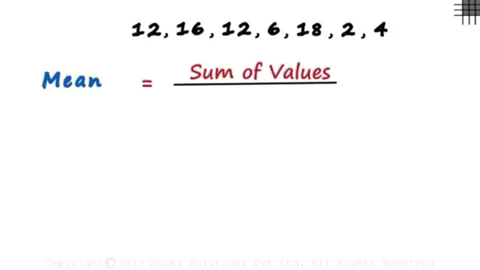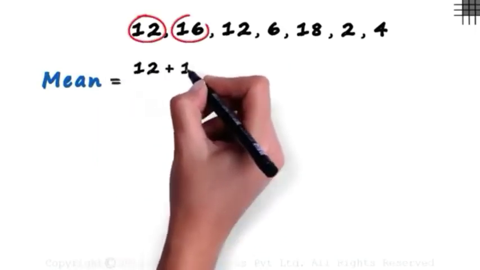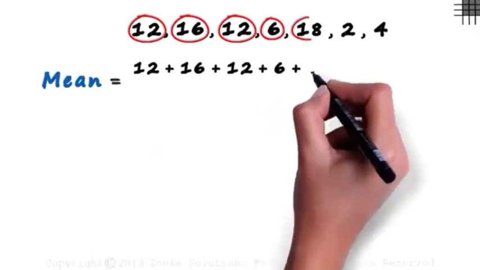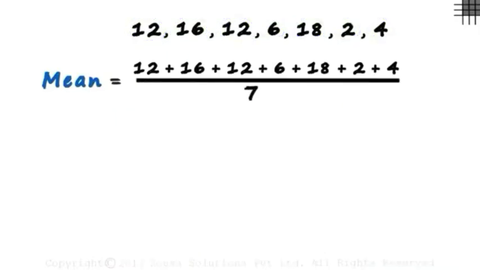Look at this set of numbers: 12, 16, 12, 6, 18, 2, and 4. Let's find out the arithmetic mean of these numbers first. We know that it equals the sum of values divided by the number of values. The sum of values would be 12 plus 16 plus 12 plus 6 plus 18 plus 2 plus 4. And there are 1, 2, 3, 4, 5, 6, and 7 values. We divide this sum by 7.